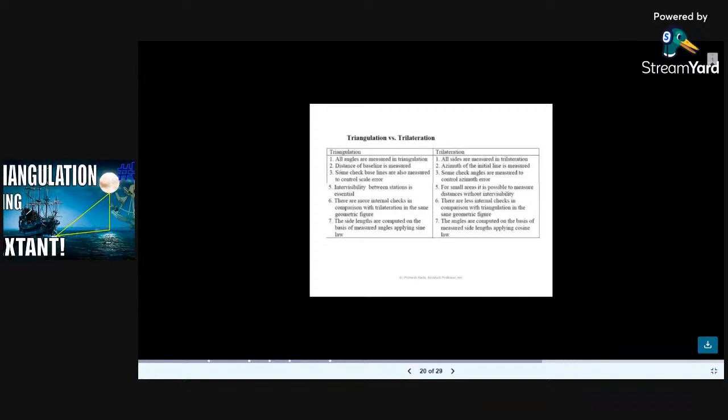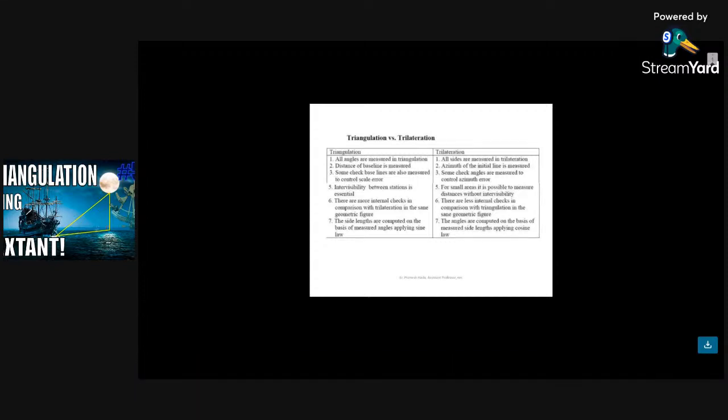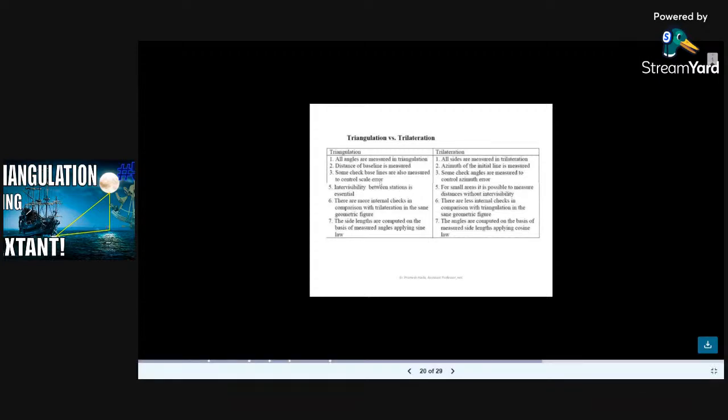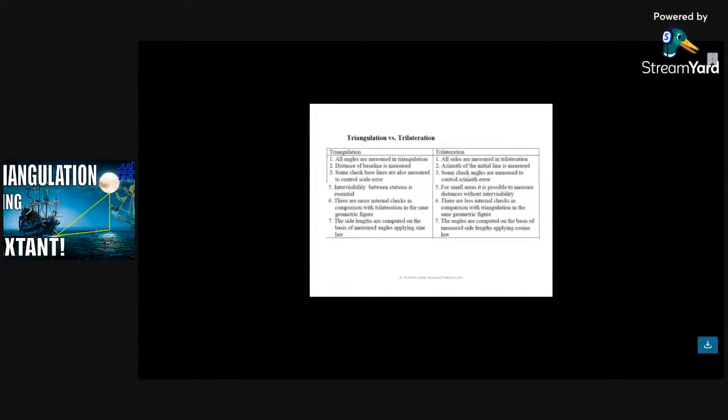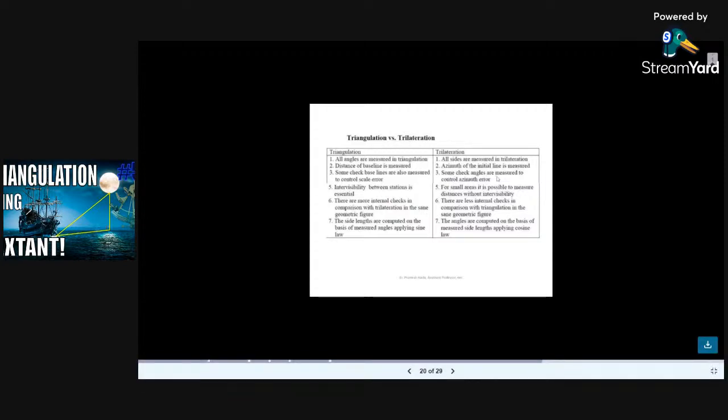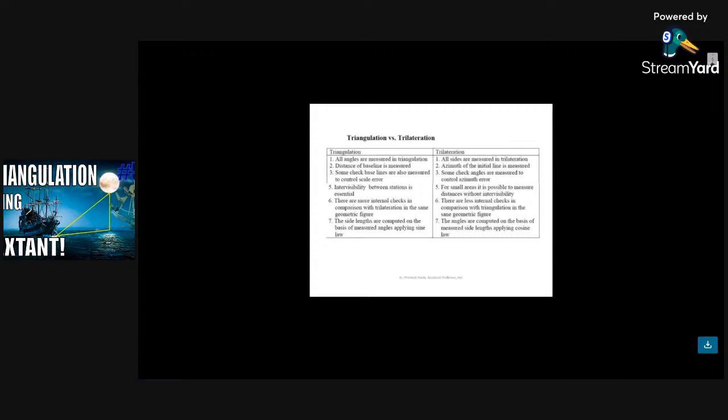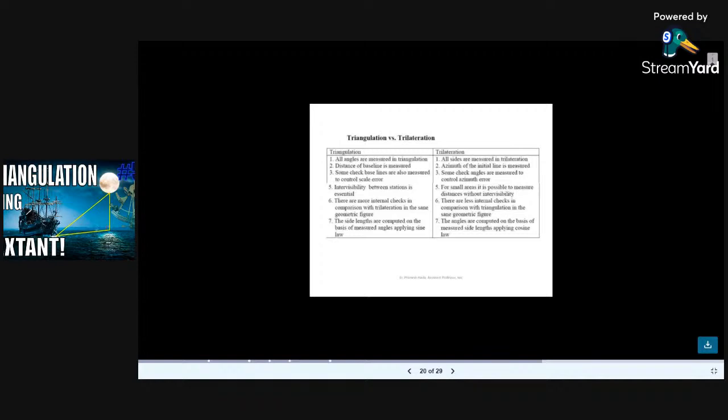Triangulation number two, the distance of the baseline is measured. That's what we need to do with the sextant. Number two, with trilateration, the azimuth of the initial line is measured. Nope, not doing that with the sextant. Number three, with triangulation, some check baselines are also measured to control scale error. Number three, with trilateration, some check angles are measured to control azimuth error. Yeah, so we don't know the angles when using trilateration. We absolutely do know the angles when using triangulation with the sextant.